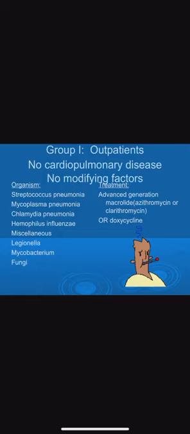We classify four groups. Group 1 includes outpatients, meaning the CURB-65 score is 1, so we treat him at home. What treatment do we give? If group 1, outpatient with no cardiopulmonary disease, meaning no respiratory problem, previous respiratory problem such as asthma, COPD, bronchiectasis or old TB, and no heart problem such as heart failure or ischemic heart disease, here we start with the suggestive organisms, which include streptococcal, the most common microorganism that causes pneumonia, streptococcal pneumonia, Mycoplasma, and Chlamydia. So we give treatment: an advanced generation macrolide such as azithromycin or clarithromycin, or doxycycline. So for group 1, outpatient with no cardiopulmonary disease, we start macrolide or doxycycline. You don't need to know the dose.